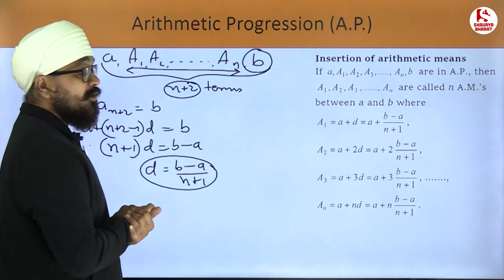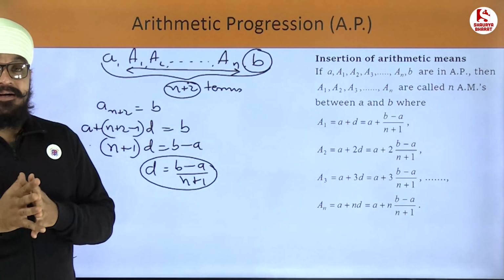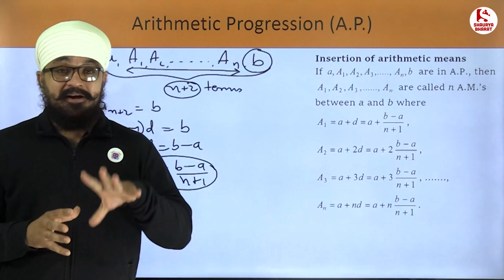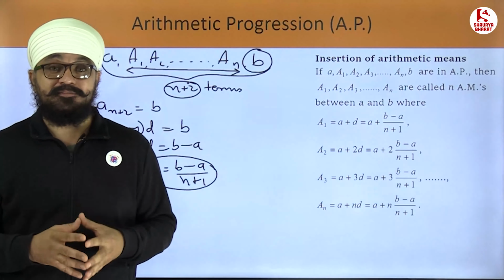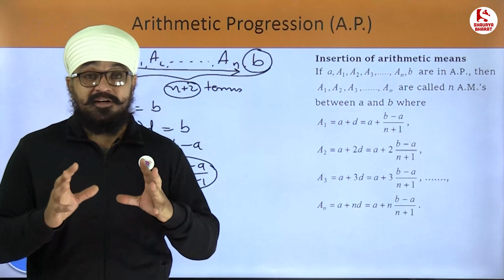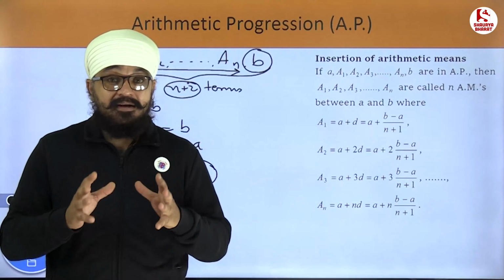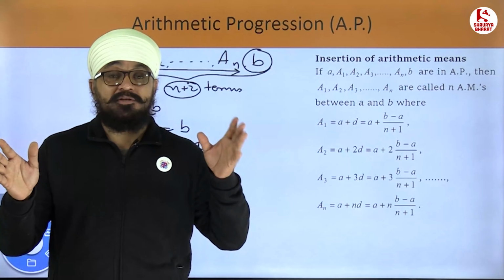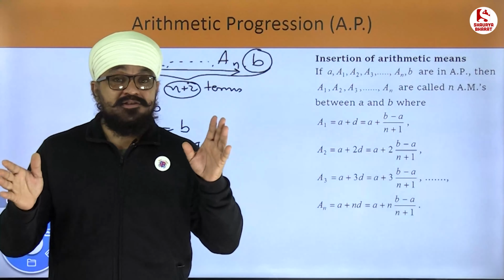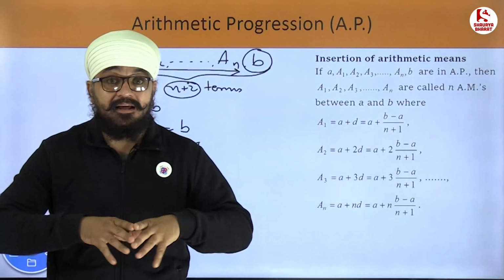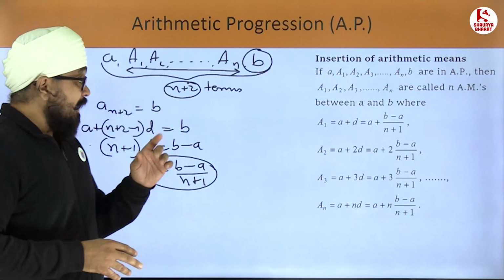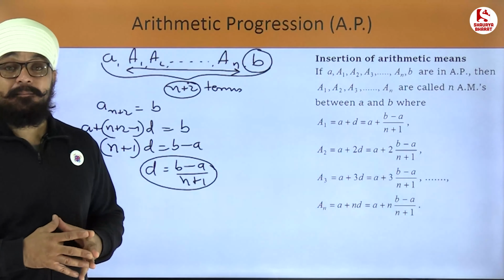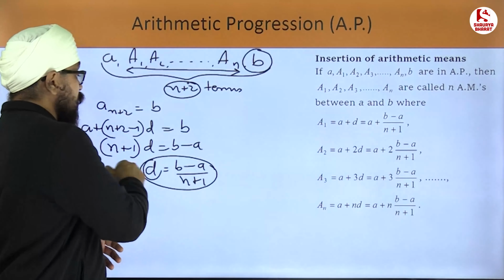Means what will be the common difference that we can remember? That is, take the difference of the two numbers divided by number of terms inserted plus 1. It is 1 more than number of terms inserted. Say for example, if 10 numbers are inserted between two numbers, what do you have to do? I will be taking the difference of the two numbers and divided by 11. So when 10 numbers are inserted, I will divide by 11. When n numbers are inserted, we will divide by n plus 1. So we are having the common difference.